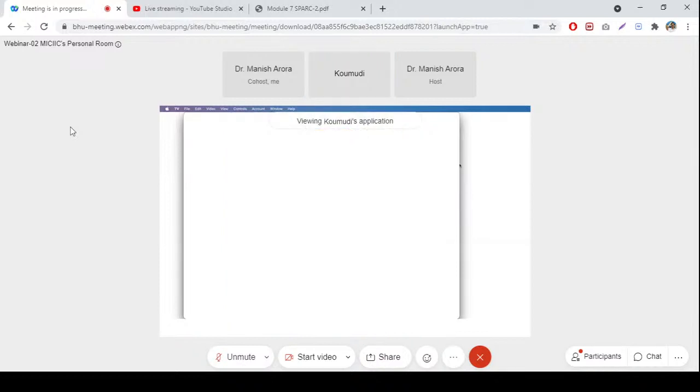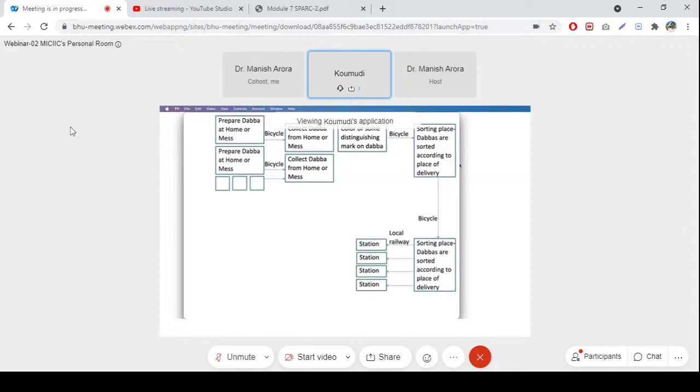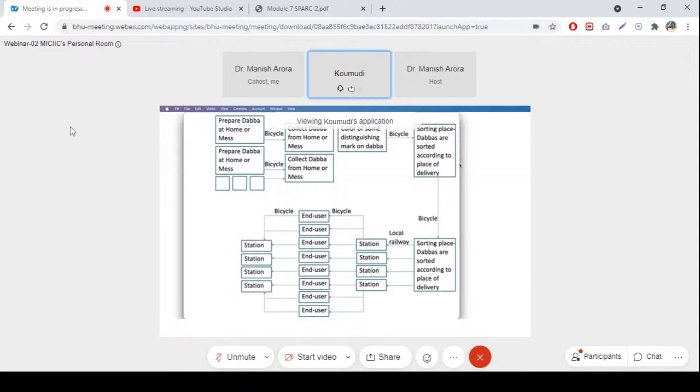The dabbawala takes the dabbas to a sorting place on a bicycle. Based on the distinguishing mark like a color code, dabbawalas sort the lunch boxes into groups. On the bicycles, these grouped dabbas are delivered at local railway stations. The grouped boxes are put in the coaches of trains with markings to identify the destination of the box. The markings include the railway station to unload the boxes and the destination building delivery address. At each station, boxes are handed over to a local dabbawala who delivers them to the end users. The empty boxes are collected after lunch or the next day and taken back on bicycles to the station, back to a sorting place, and then over to the respective houses.